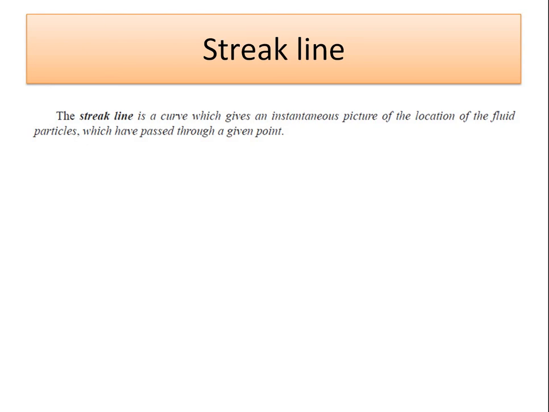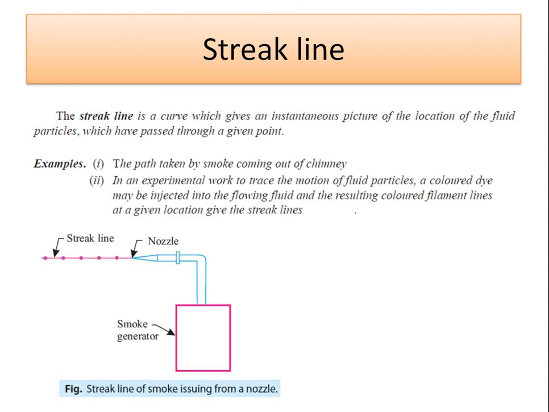And this is the streak line. A streak line is a curve which gives an instant picture of the location of the fluid particles which have passed through a given point. So it is called a streak line. So it gives only the instantaneous picture. Here the fluid comes out from the nozzle. This is the nozzle and this is the smoke generator. So the streak line of smoke issuing from the nozzle is shown here.